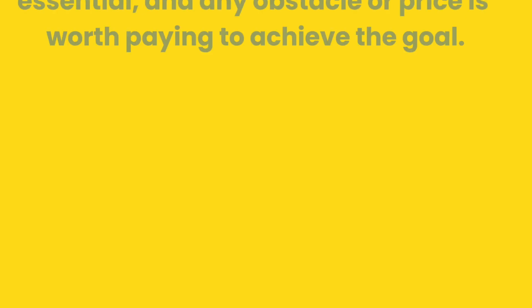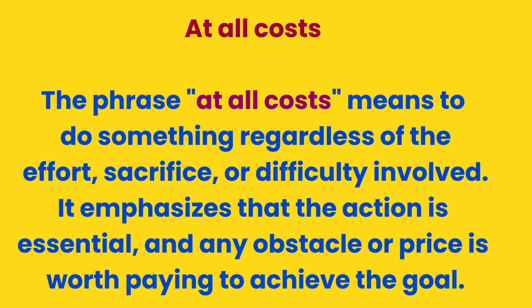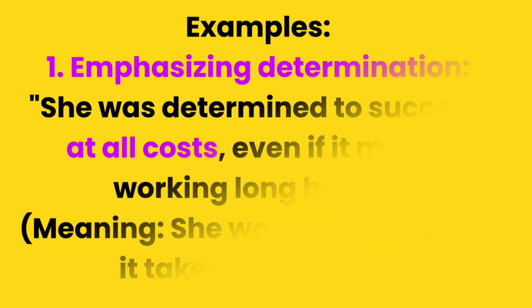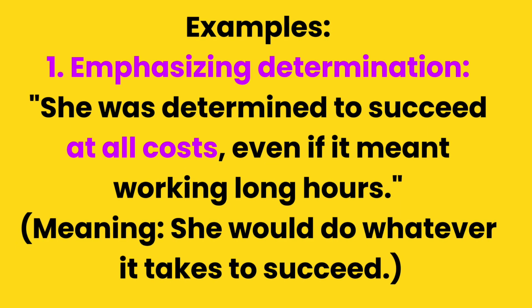At all costs. The phrase "at all costs" means to do something regardless of the effort, sacrifice, or difficulty involved. It emphasizes that the action is essential, and any obstacle or price is worth paying to achieve the goal. Examples. 1. Emphasizing determination. She was determined to succeed at all costs, even if it meant working long hours. Meaning, she would do whatever it takes to succeed.